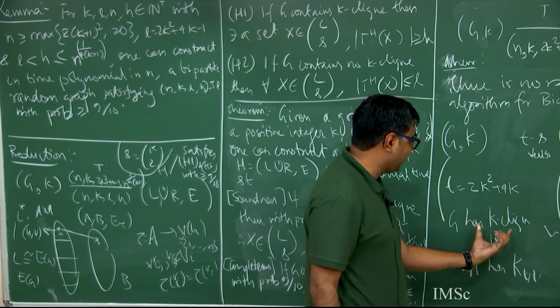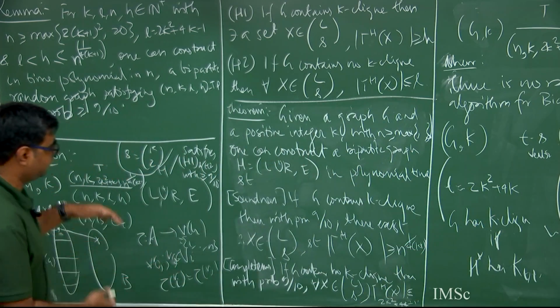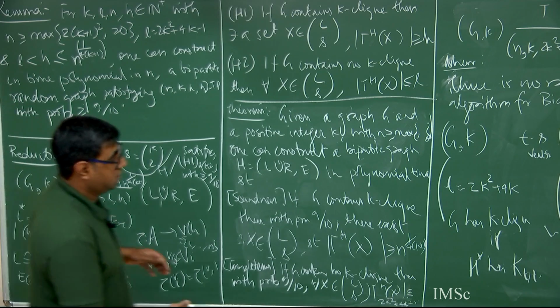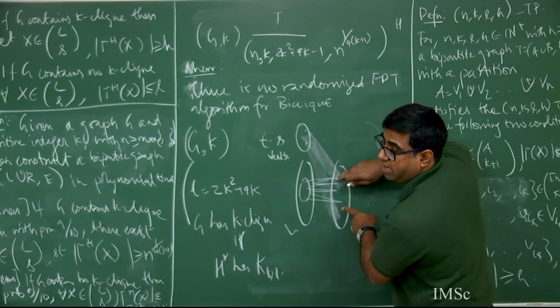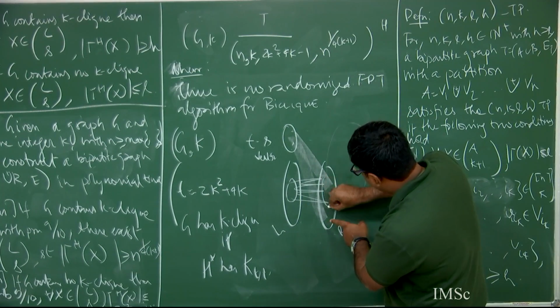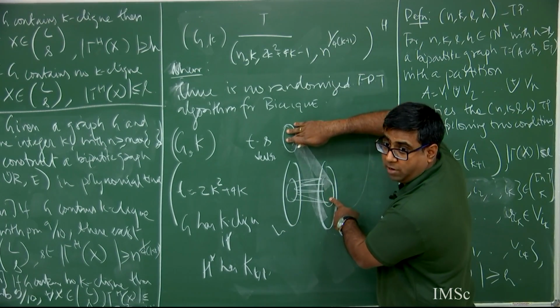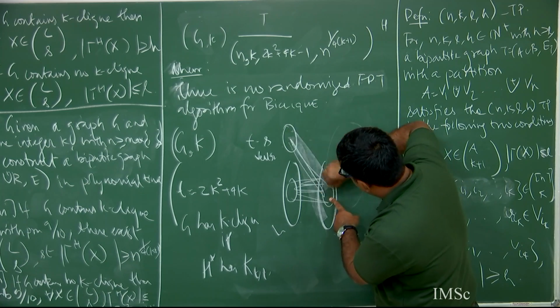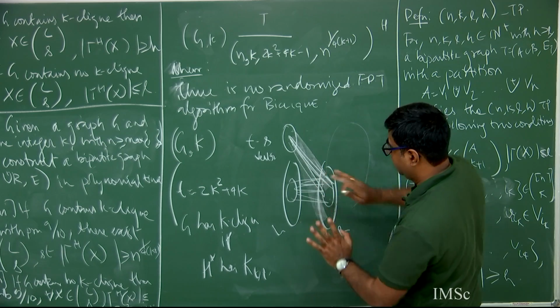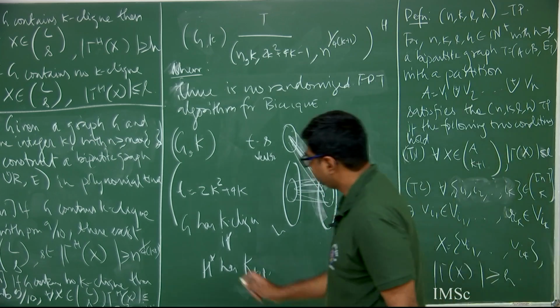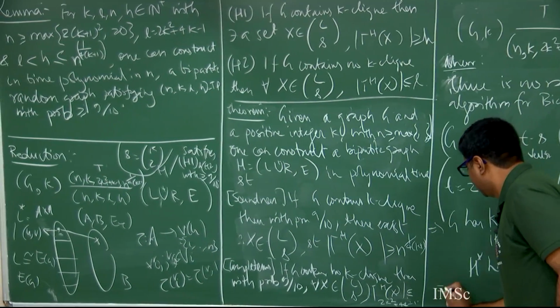So if G has a k clique, then I can find a set X of size k choose 2 that has at least these many neighbors. Now I take the vertices which are common to everybody, and then I get a K_{t,t}, right? So this is the forward direction. There's nothing to do in the backward direction.